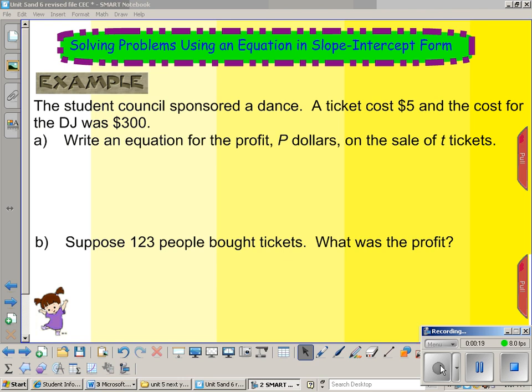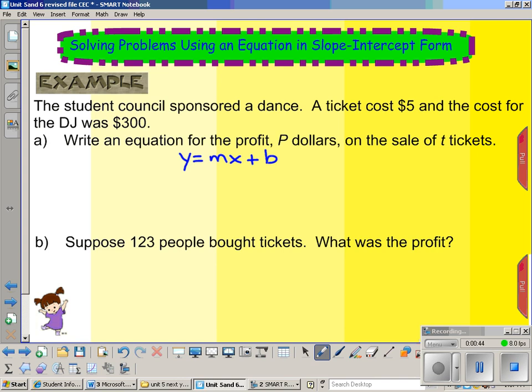So if we think about slope-intercept form, that was in the form y equals mx plus b. M represents your slope or your rate of change. In this case, it's $5 per ticket. The y-intercept is the b, and that is where we would be starting. In this case, it's what the cost of the DJ is going to be.